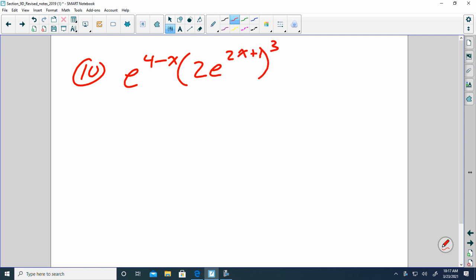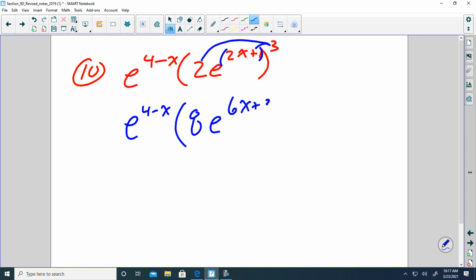raised to the third. Okay, so you want to take care of this one first. So that's going to come here, and that's going to distribute to those. Okay, so that's going to give me e to the 4 minus x. 2 times 2 times 2 is 8. And then e to the 6x plus 3. Do you feel comfortable with the math I just did?